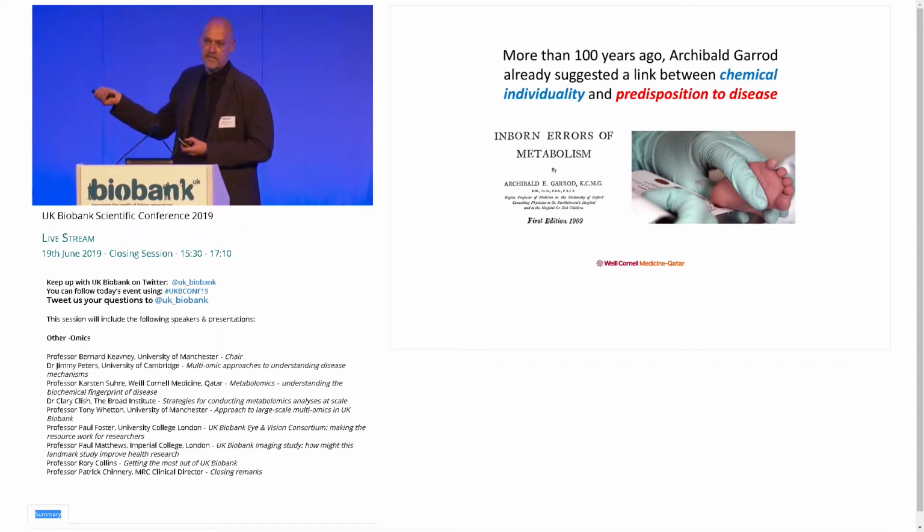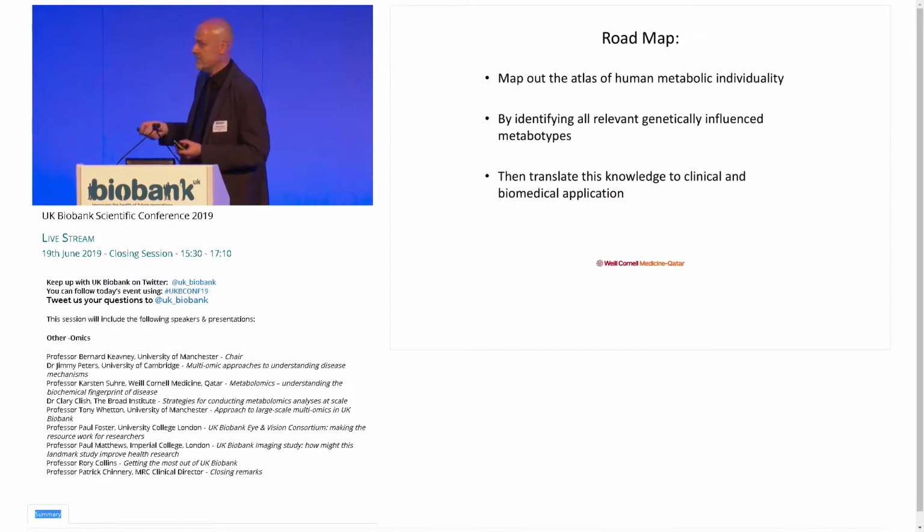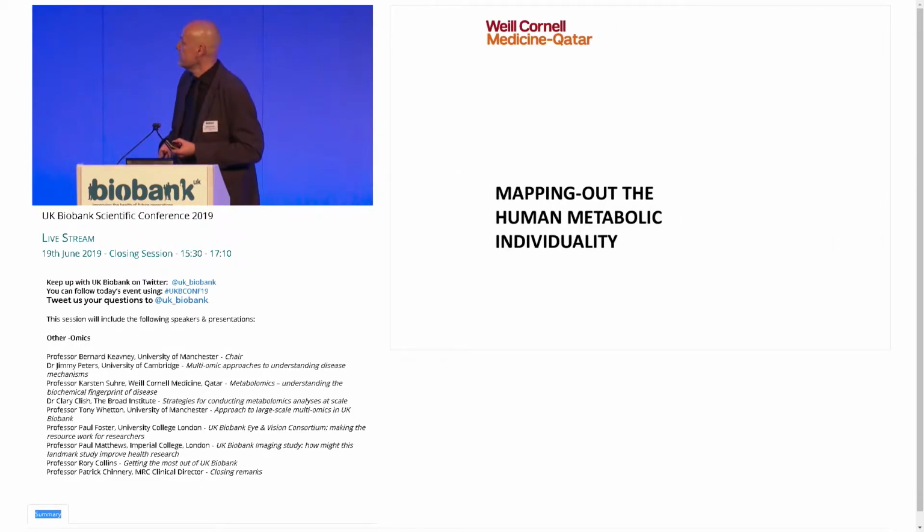And that's something he did in 1909. So I bought the book from him. It's really like you read a book from 100 years ago. So once we had this, we said we want to go forward and try to map out the atlas of human metabolic individuality, trying to get all relevant genetically influenced metabotypes, and then think about, I will talk about that at the end, how to translate that to medical application.